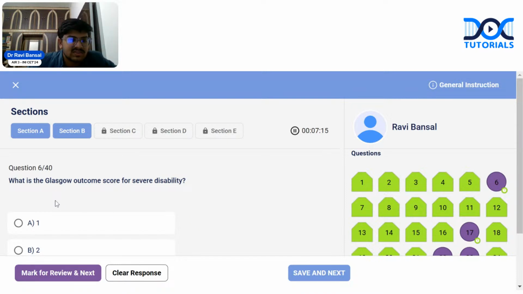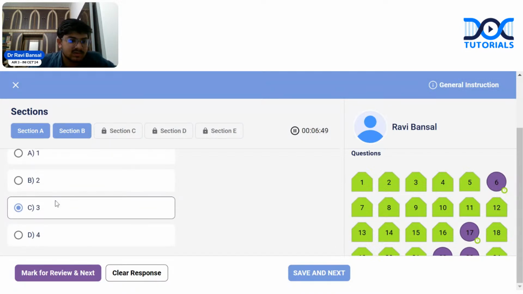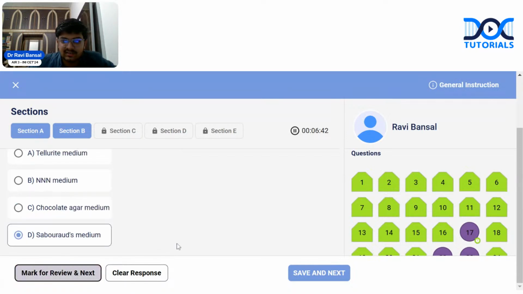Glasgow Outcome Score for severe disability. My thought process behind the question was that I remember there are five things. I'm just confused whether death is one or five. If one is death, two is vegetative state, three is severe disability, four is mild, and five is complete recovery. I remember it like this only. So I think three looks correct to me. So I guess I will save it.